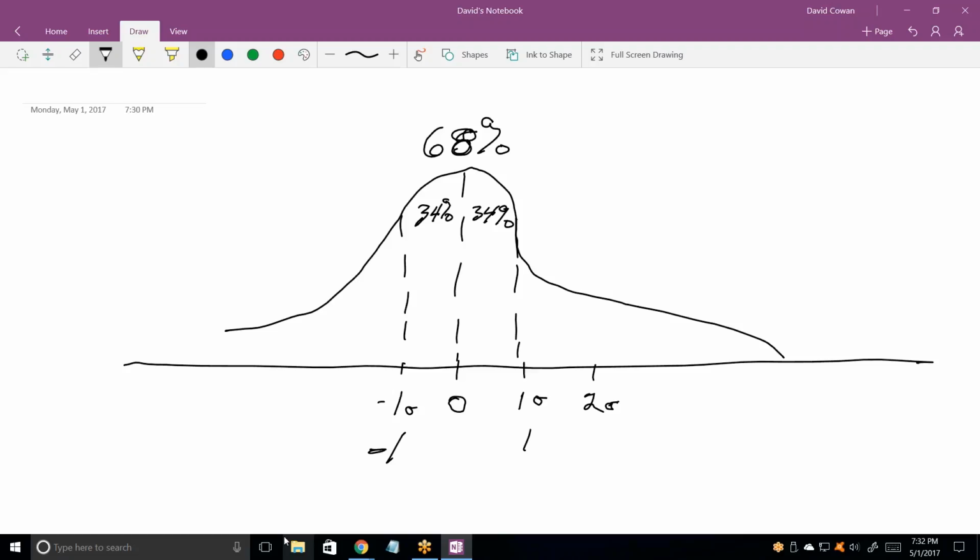That's 2 standard deviations. This is true with any bell-shaped curve. And what is true is that 95% of the data lies within 2 standard deviations of the mean. So between this point and this point, I would have 95% of my data.